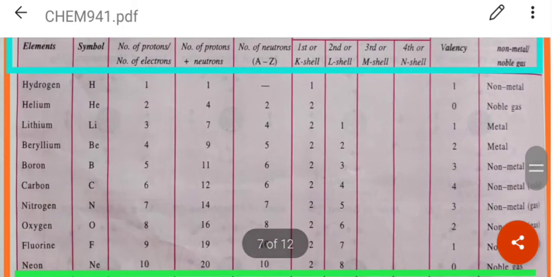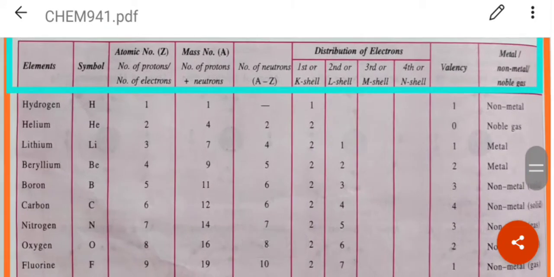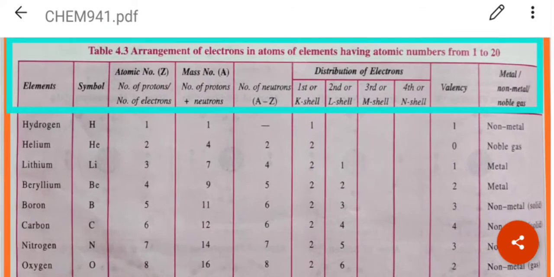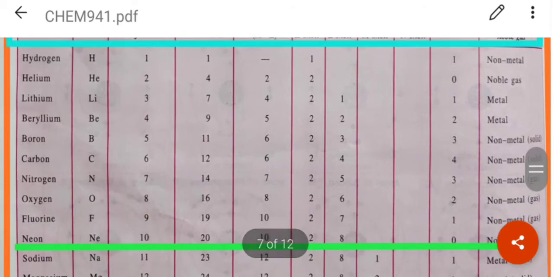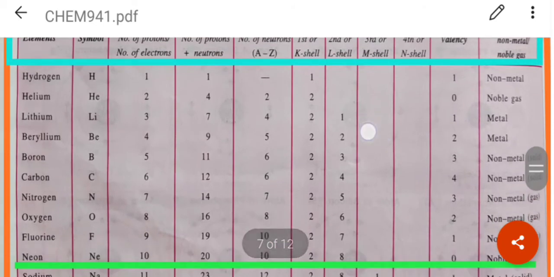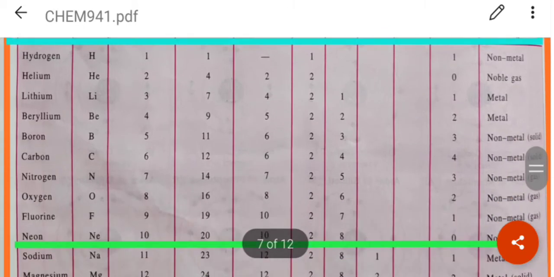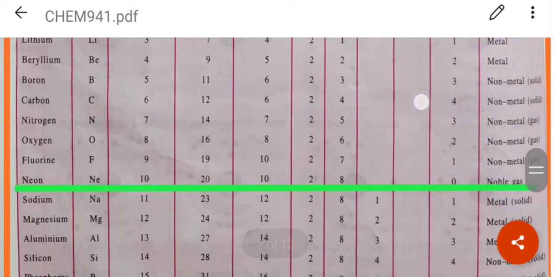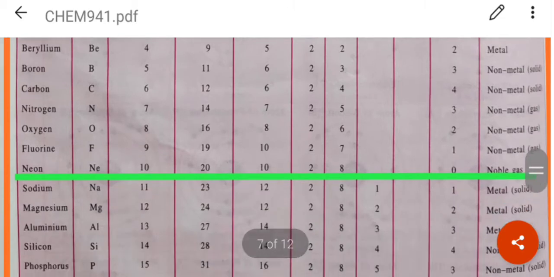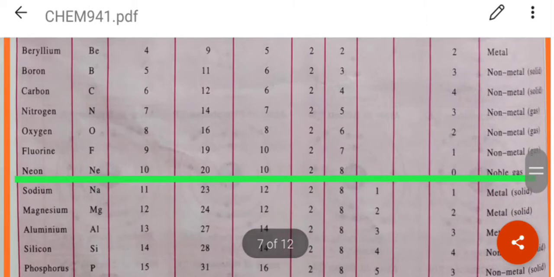The first one is, suppose I take neon. Neon is an inert gas. Symbol Ne. Atomic number is 10. Mass number is 20. So the number of neutrons is 20 minus 10, which is 10. Electronic configuration is 2, 8. And its valency is 0. It is a noble gas.